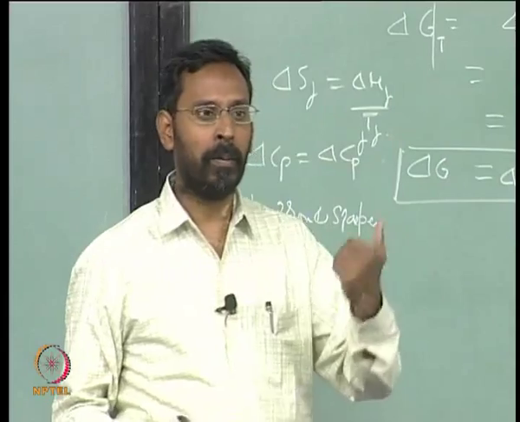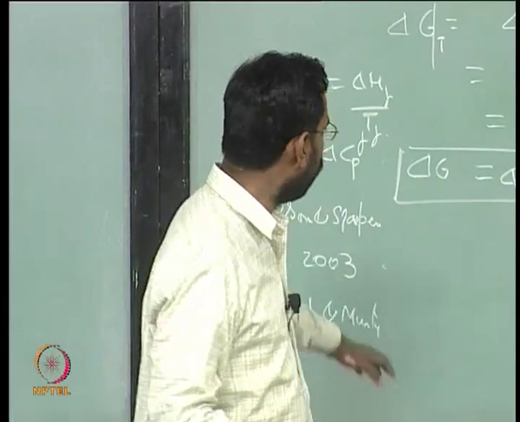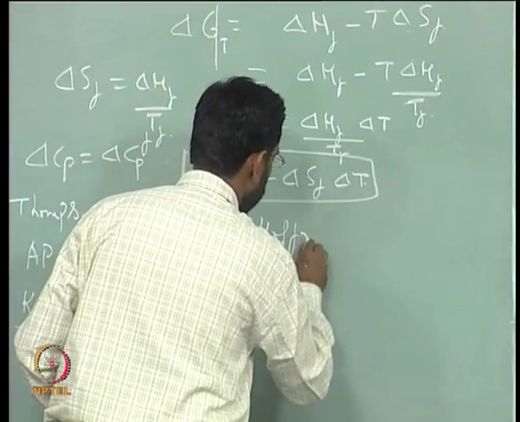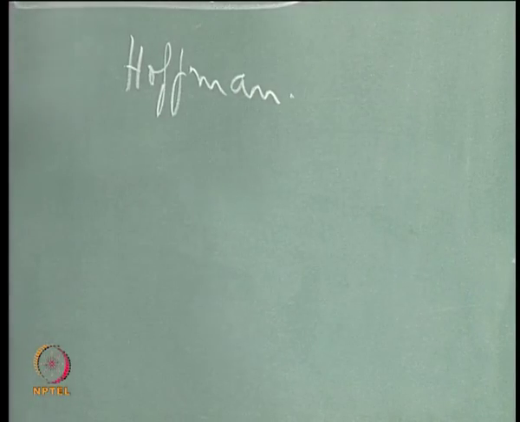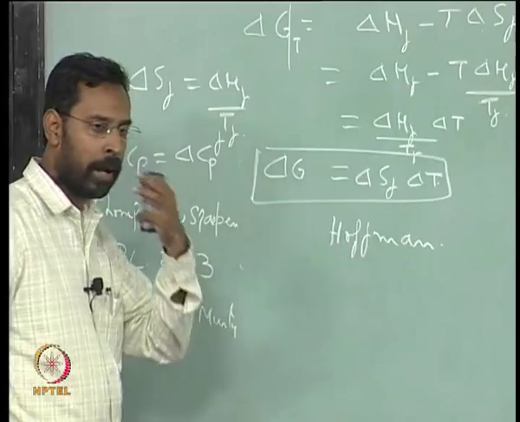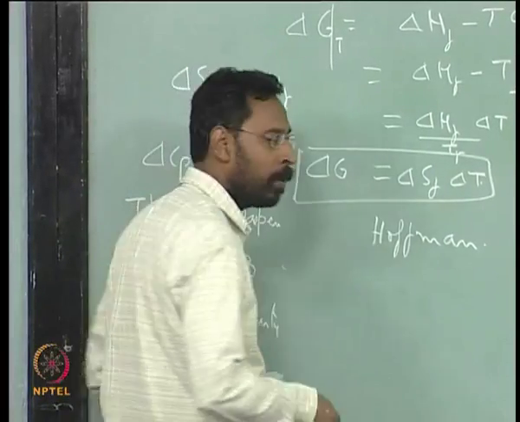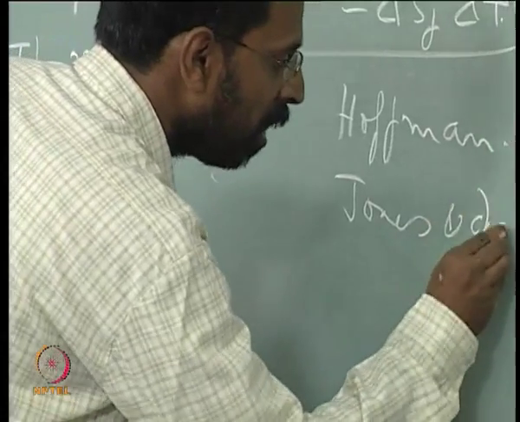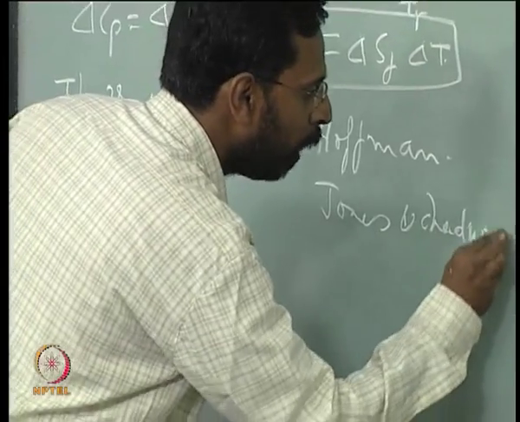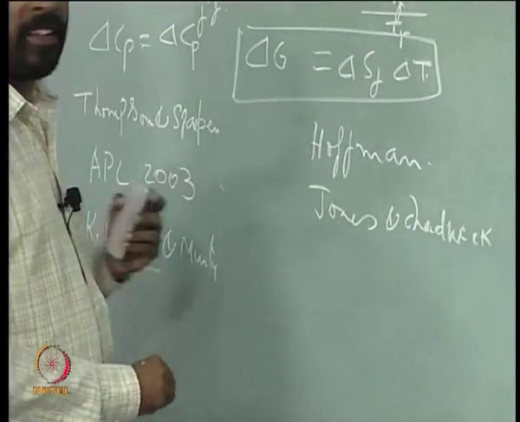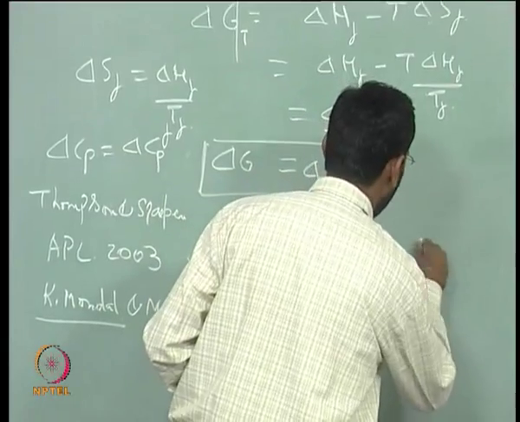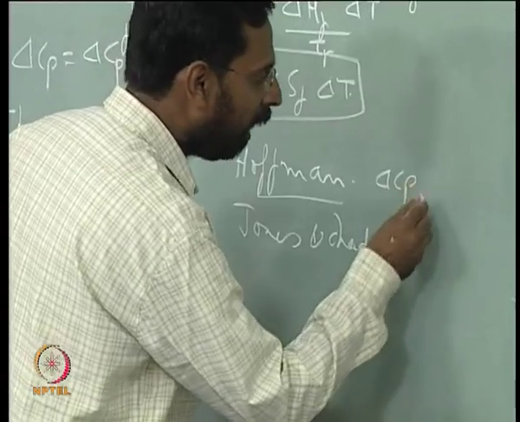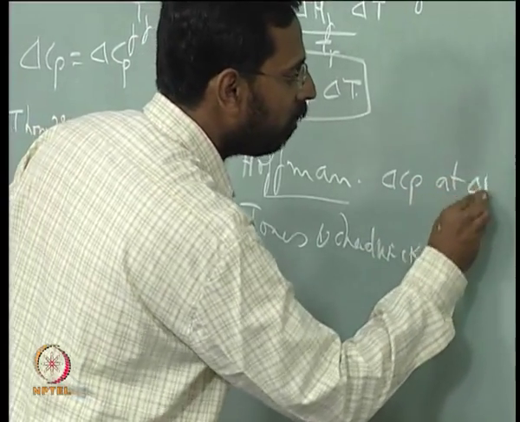So in such cases people are able to measure and see. Long back, there were major assumptions. One was by this man Hoffman. If you read this paper you will get all these details. Then Thomson and Spaepen I have already given, and Jones and Chadwick. One has said, let us assume the Cp as that Cp where delta H is 0. So Hoffman's assumption is that delta Cp is that at which delta H goes to 0.